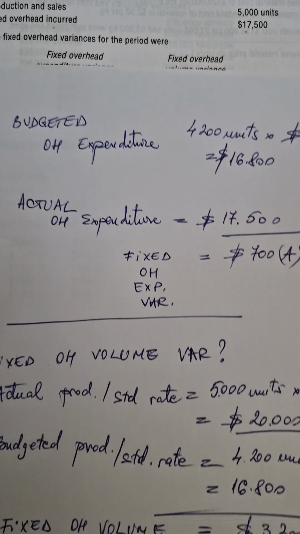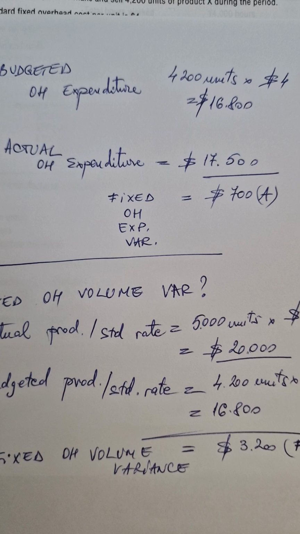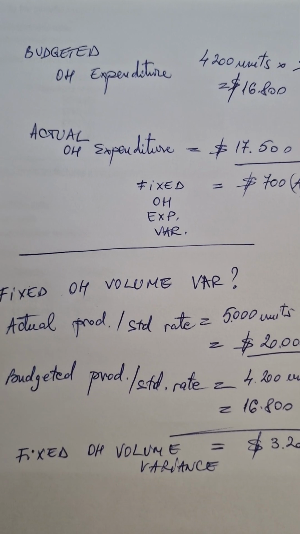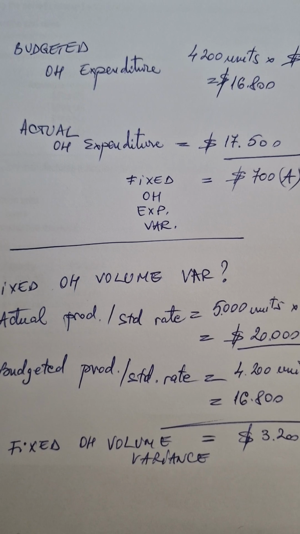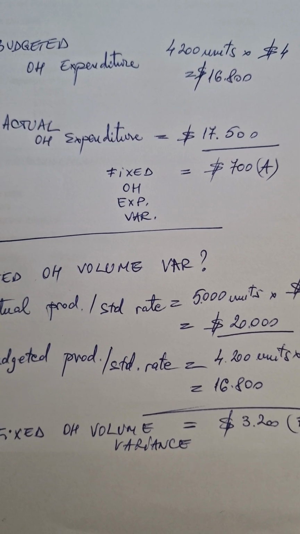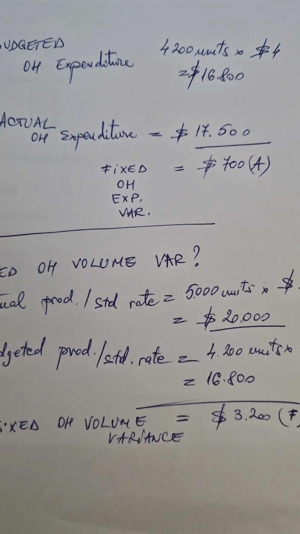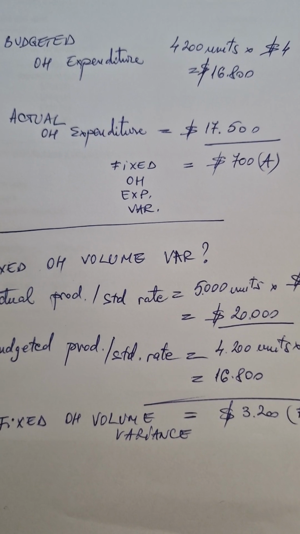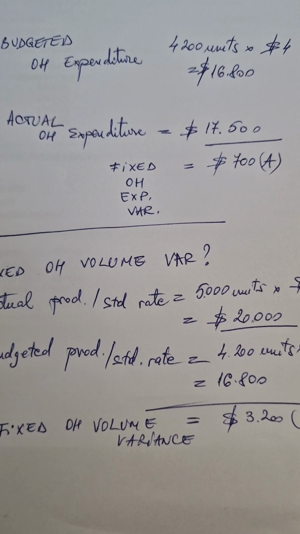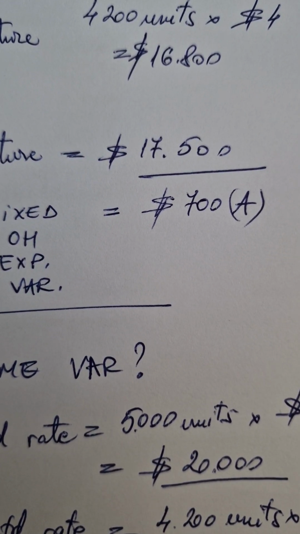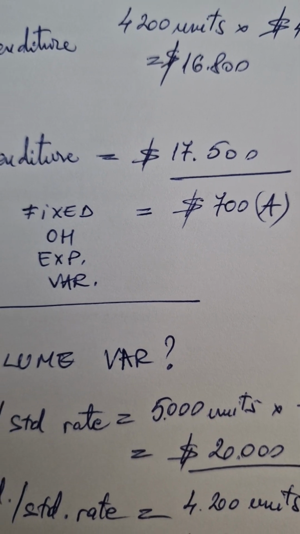The fixed overhead expenditure variance is the difference between the budgeted overhead expenditure and the actual overhead expenditure. We have 4,200 units at $4 per unit, and the actual overhead expenditure is higher, so we have a fixed overhead expenditure variance of $700 adverse.